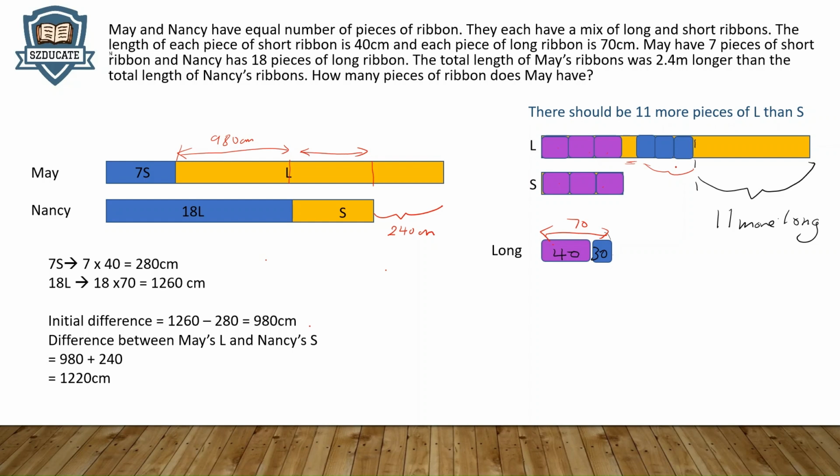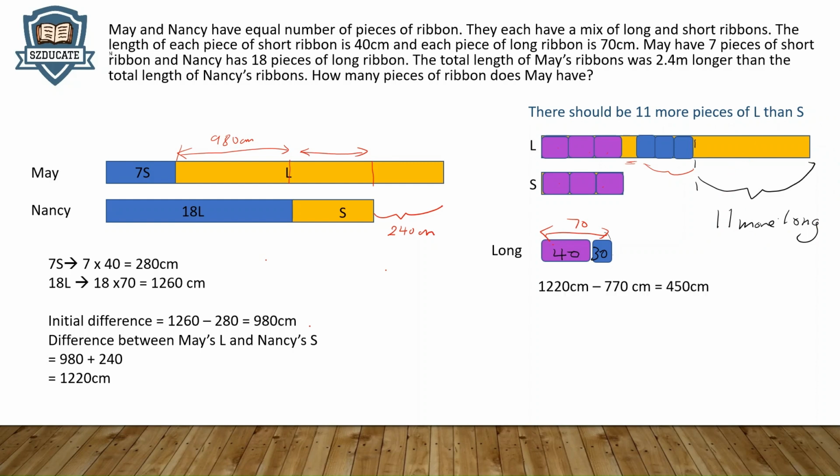Okay, and beside this, we will have 11 more long pieces. Why? Because again, there should be 11 more pieces of L and S, because May and Nancy have an equal number of pieces of ribbon. Since Nancy has 18 long and May has 7 short, Nancy has 11 more long than short of May. Then the reverse will be for this part that we don't know. That means May must have 11 more long than short. So that's why this part here is 11 more long ones compared to May.